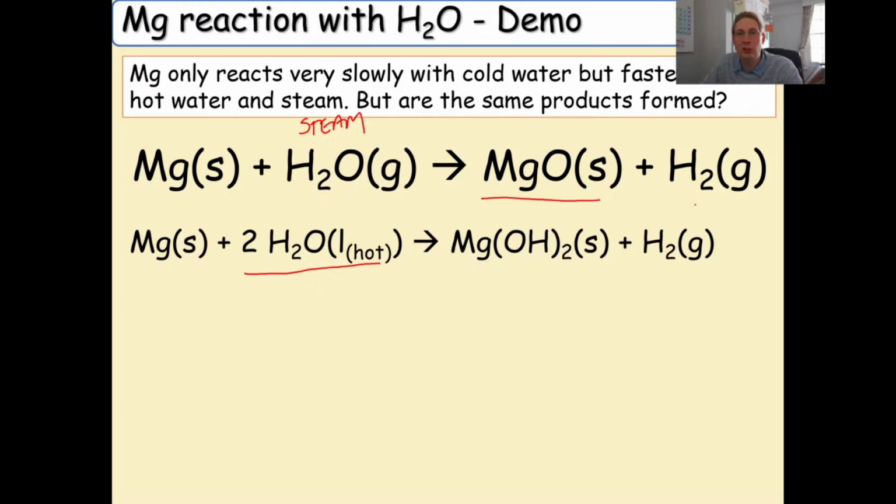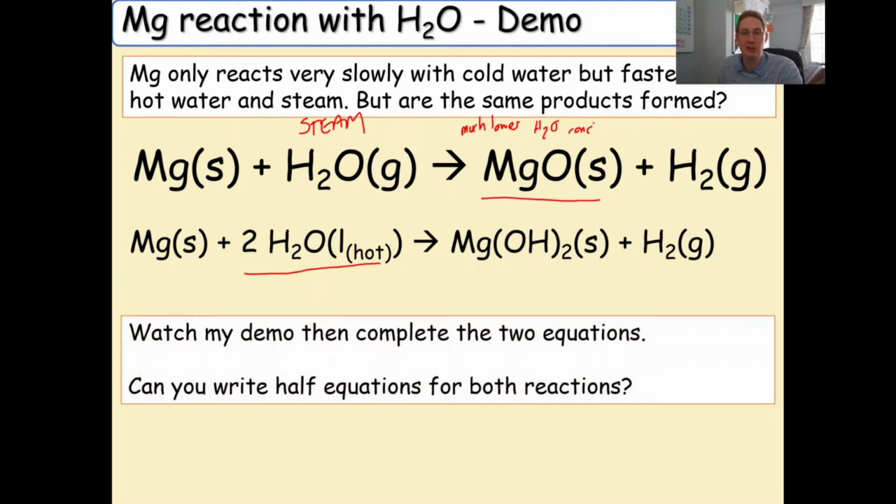And this is just due to an effect of the concentration of the water. If you've got steam, then there's a much lower H2O concentration, and thus the chance of two water particles hitting the magnesium during the reaction is much lower. But do watch out for that. Magnesium and steam makes magnesium oxide, whereas all the group 2 metals and water make the hydroxides.